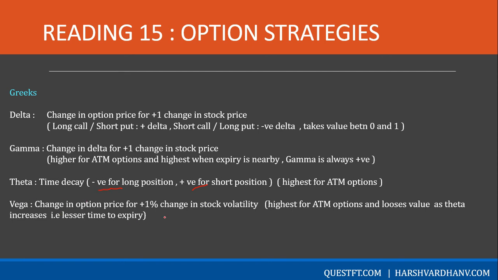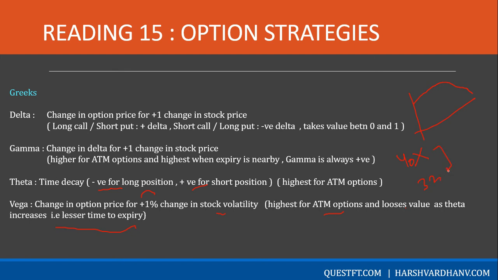Vega is basically the change in option price for 1% change in stock volatility. Again, it is highest for ATM options and loses value as theta increases, that is, with lesser time to expiry. What will happen 2 to 3 days before the expiry? Suppose you had bought at strike 40, and the stock is trading at 32, and there are only 2 days to expiry.